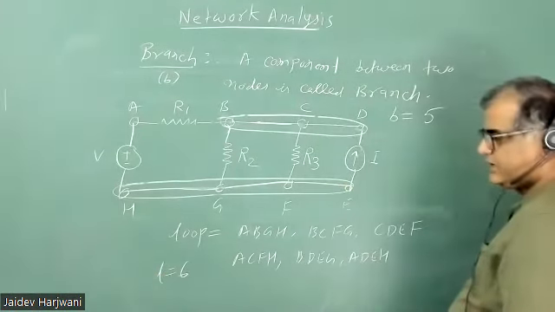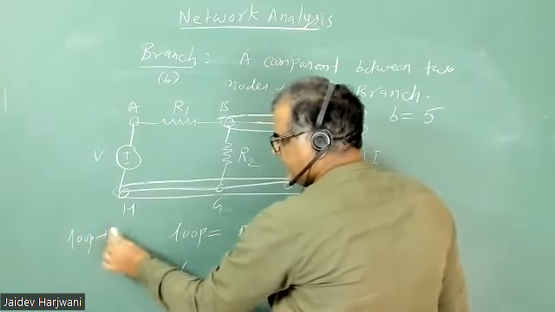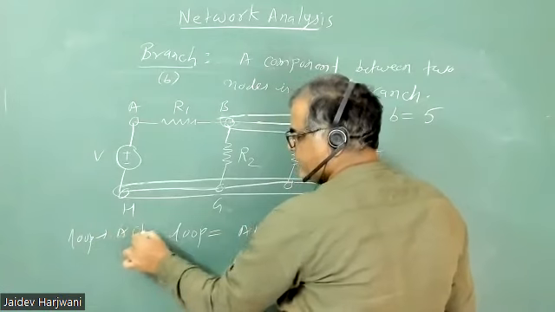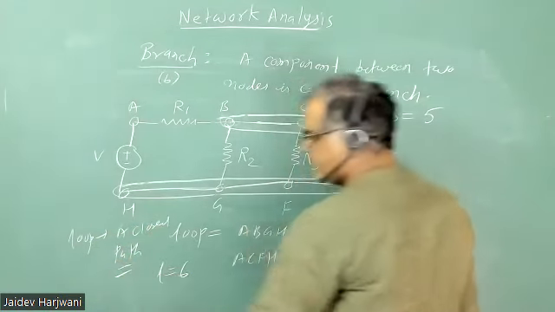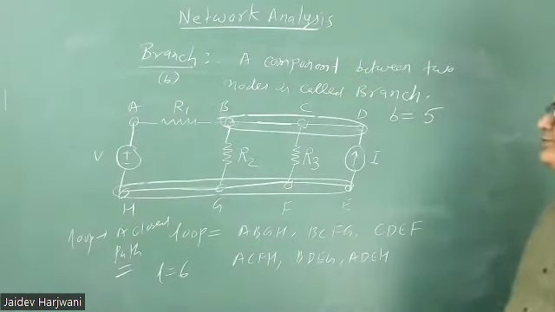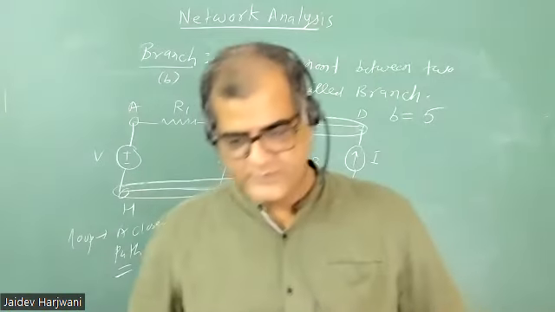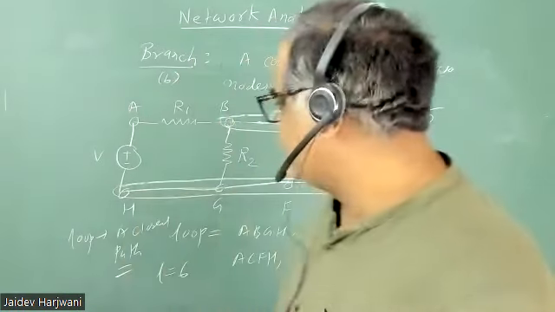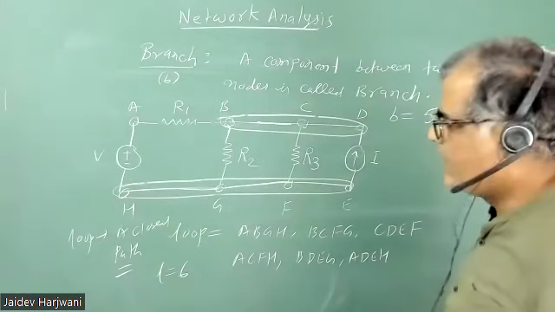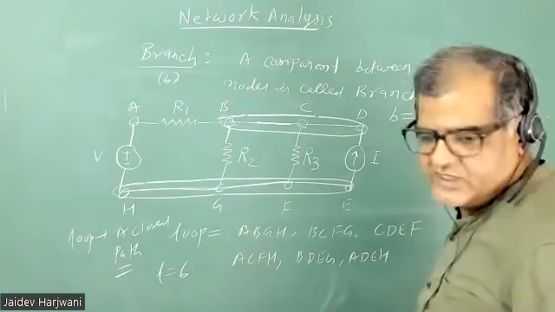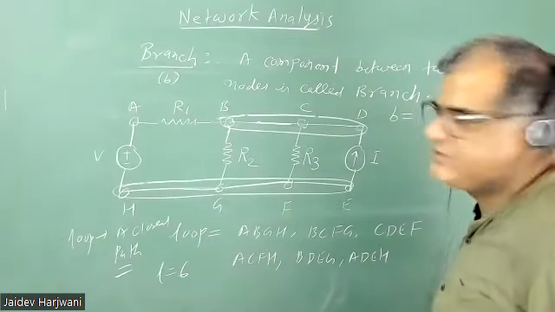Loop means a closed path. I already defined it: a loop means a closed path in the network. A closed path in the network is called a loop. So this is definition number 3 in the network. These definitions are necessary to understand the circuit. This is circuit terminology.